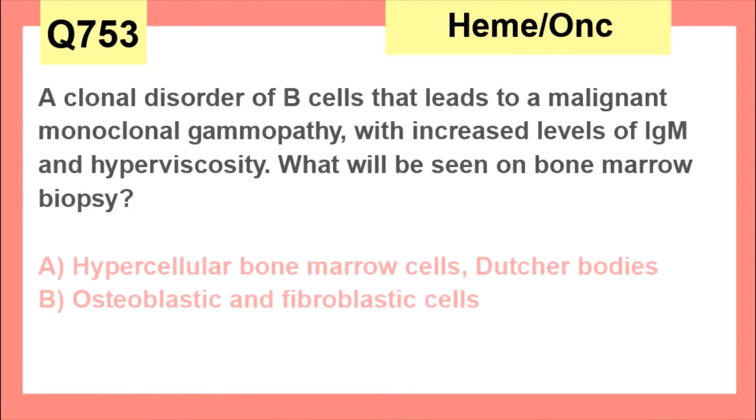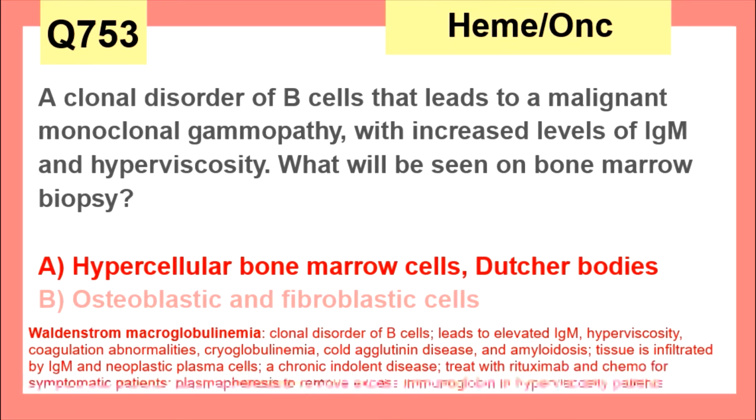753, did I do this again? I should have said 754, I think. All right, a clonal disorder of B cells leads to malignant monoclonal gammopathy, increased level of IgM, and hyperviscosity. So this we spoke about already. Hypercellular bone marrow cells and the Dutcher bodies. Actually, I didn't mention the Dutcher bodies, but that's what we see in Waldenström macroglobulinemia, where the IgM leads to the hyperviscosity, and we get rid of that possibly with plasmapheresis.